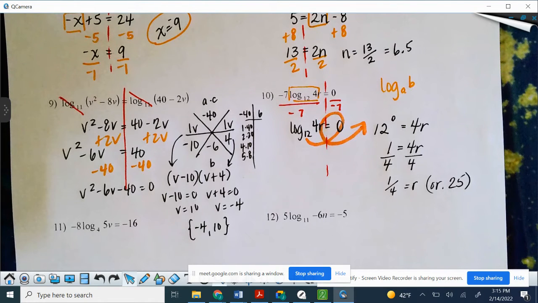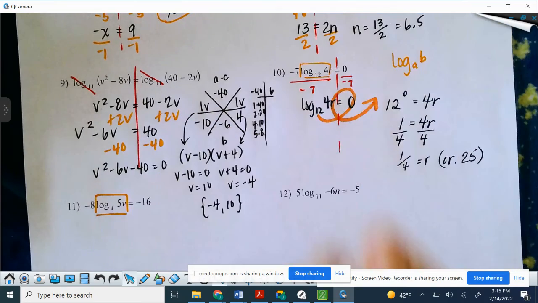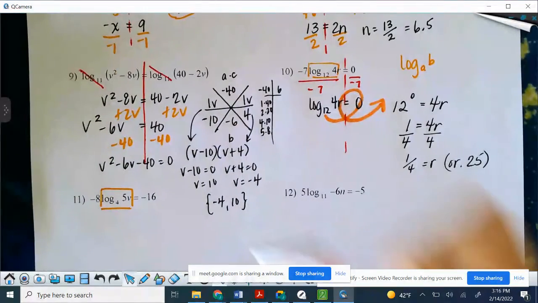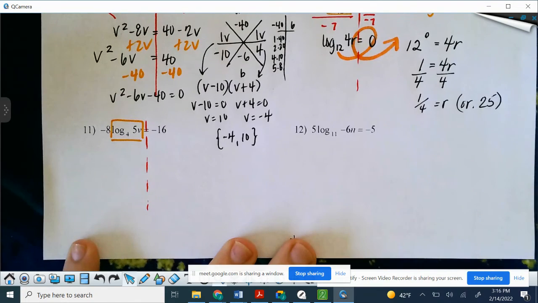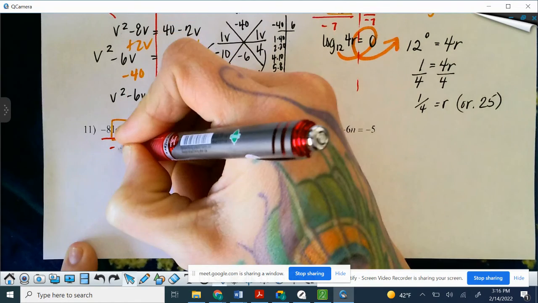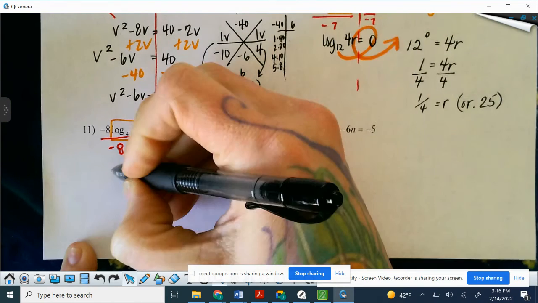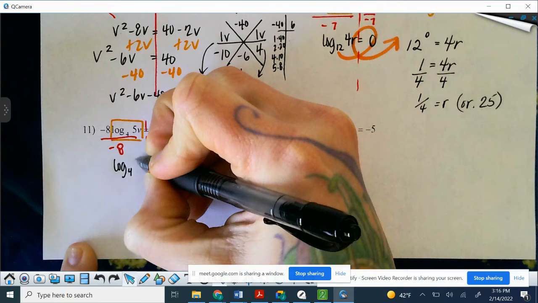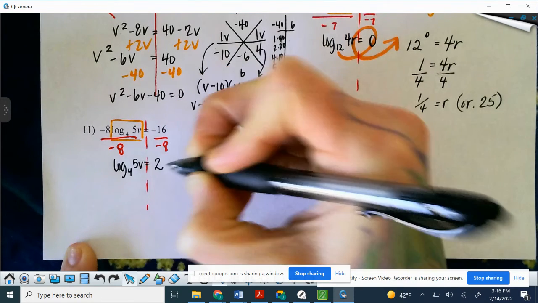So number 11 is exactly like number 10. The numbers are just different. Same problems, quote unquote. So log base 4 of 5v is what we need to get by itself with nothing around it. That negative 8 is attached by multiplication, so we're going to divide by negative 8 on both sides, which gives us log base 4 of 5v equals positive 2.